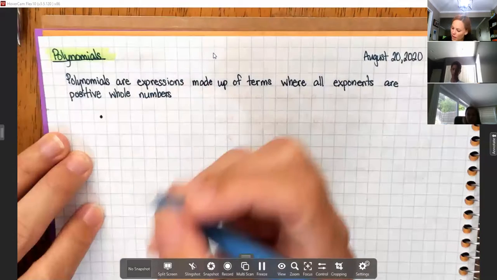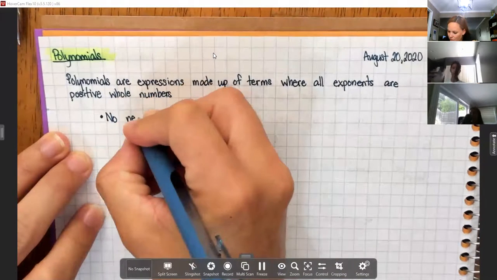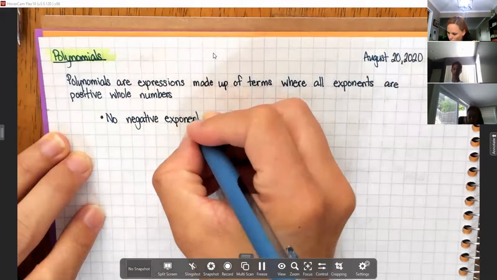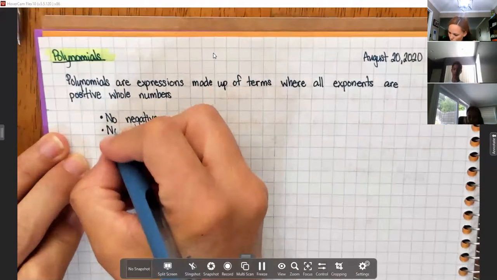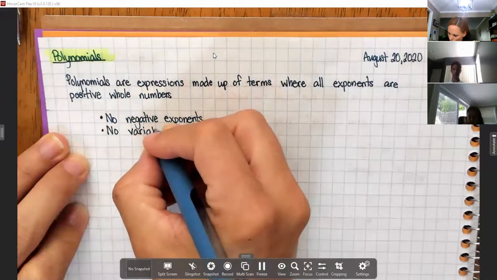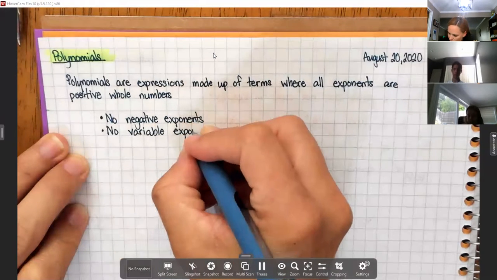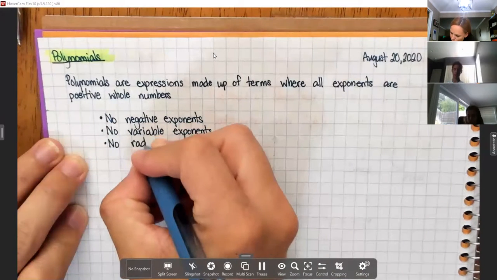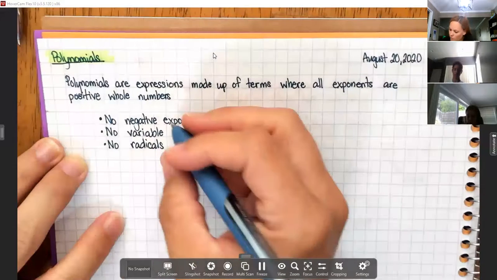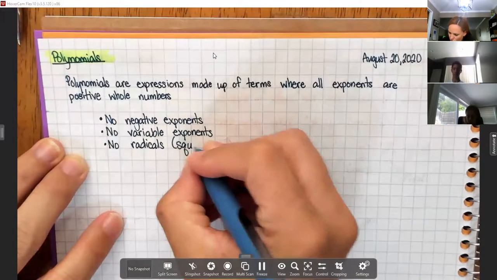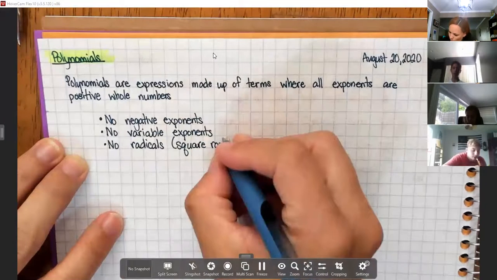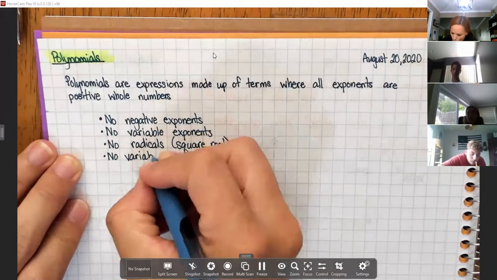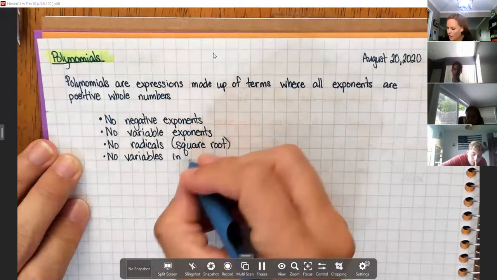So a few things with this. No negative exponents. No variable exponents. No radicals. Radicals are our square roots or our cube roots, any kind of roots. And no variables in the denominator.